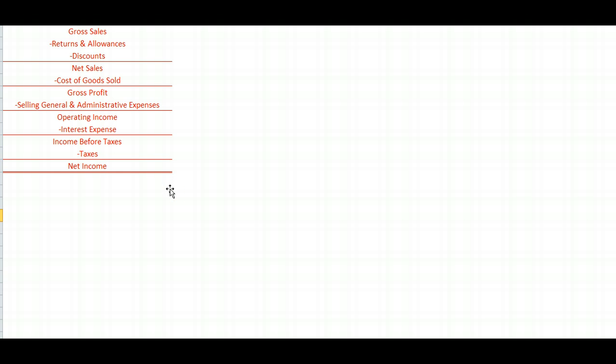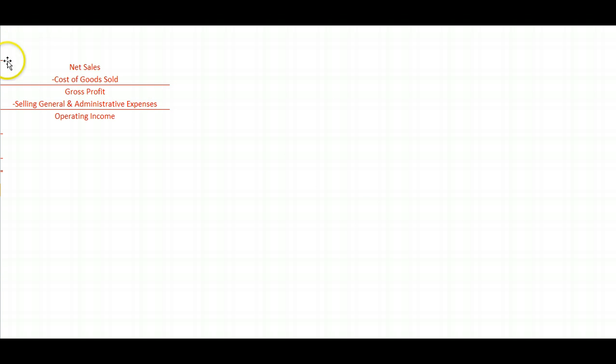Cost volume profit analysis is another way to look at our costs that allows us to help management make good decisions about what we should sell our products for, and how many of our products we have to sell to break even, and how many of our products we have to sell in order to get a certain target operating income.